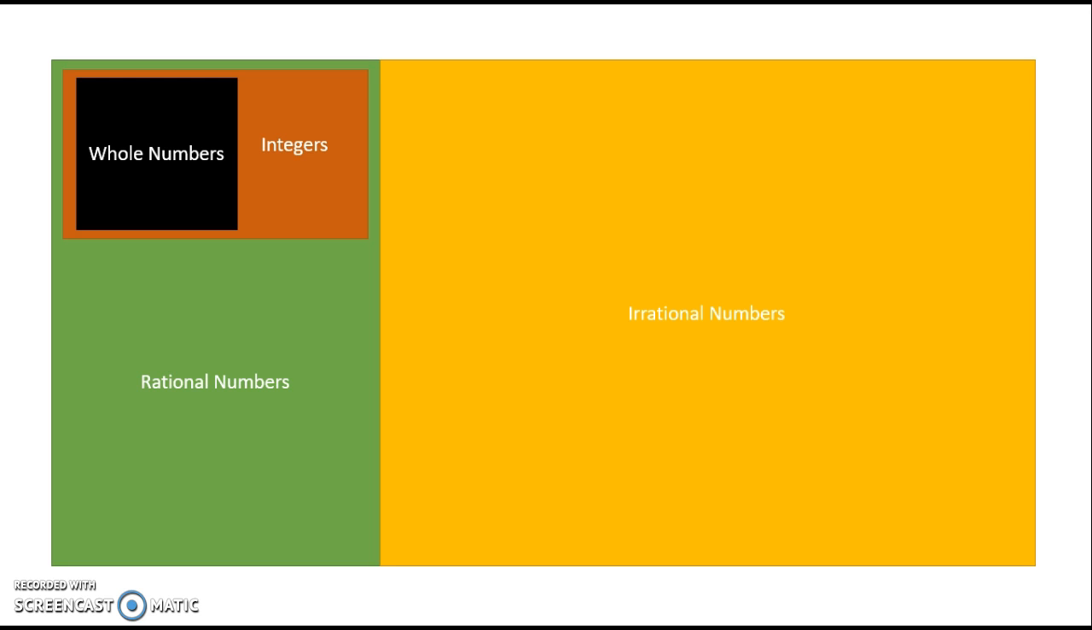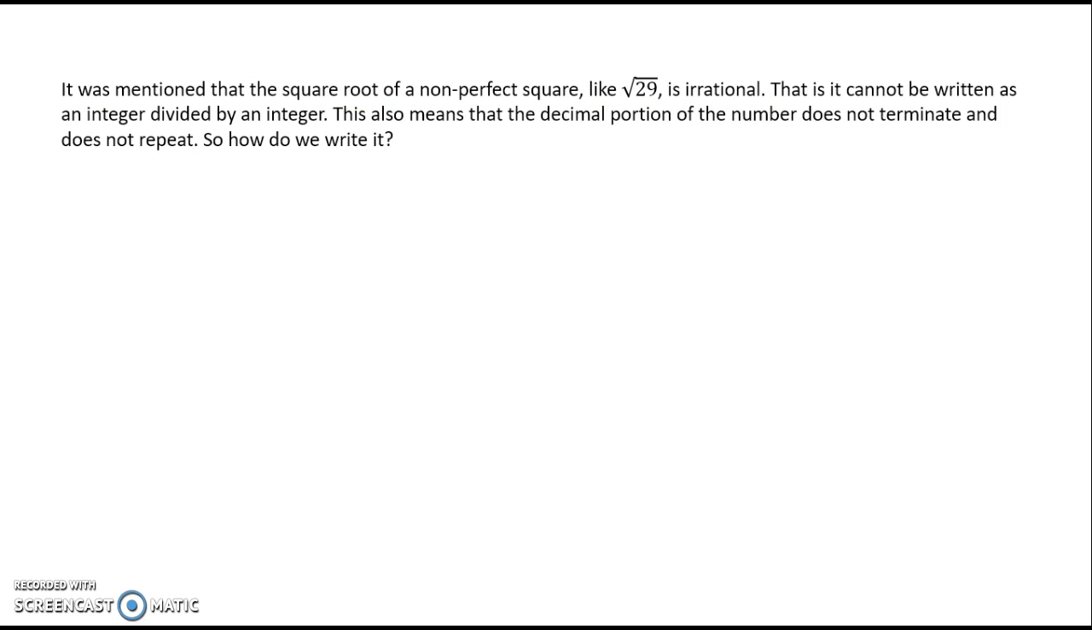So we can see from this diagram that, for example, the number 3 is a whole number, it's also an integer, and it's a rational number, and it would therefore also be a real number. But a number like the square root of 29 is only irrational and real. Now, speaking of irrational square roots, it was mentioned earlier that the square root of a non-perfect square, like the square root of 29, is irrational. That is, it cannot be written as an integer divided by an integer. This also means that the decimal portion of this number does not terminate and does not repeat.